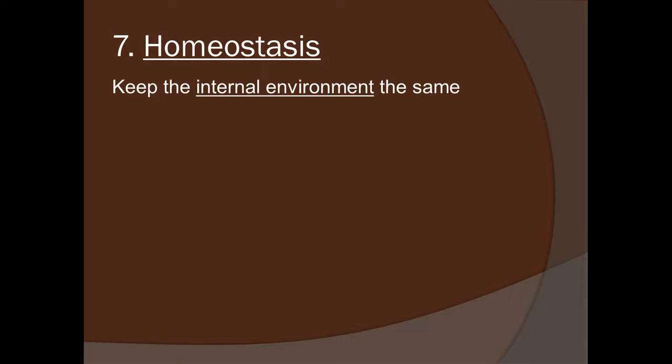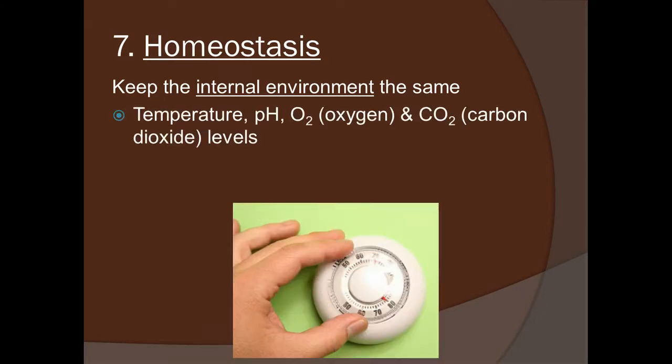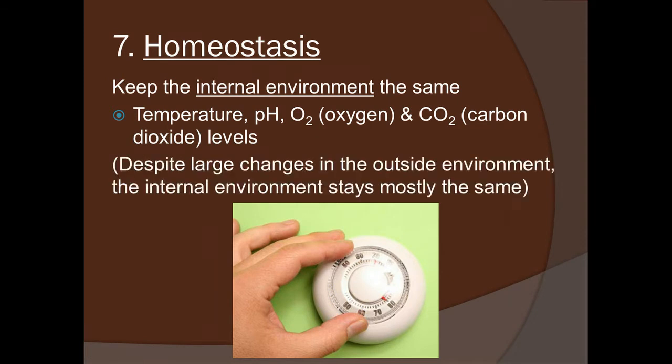Homeostasis is a fancy way of saying the internal environment stays the same. That's temperature, pH, oxygen, carbon dioxide. All of those things are going to remain relatively the same. It's like a thermostat. You don't set a thermostat to heat or cool. You set a thermostat to a temperature, and it decides if it needs to heat or cool. Even when the outside environment changes, internally things stay pretty much the same.